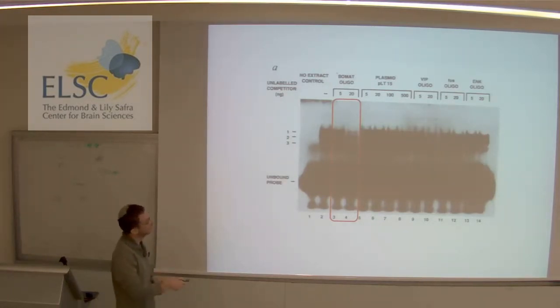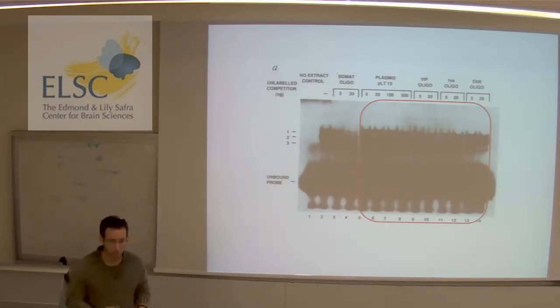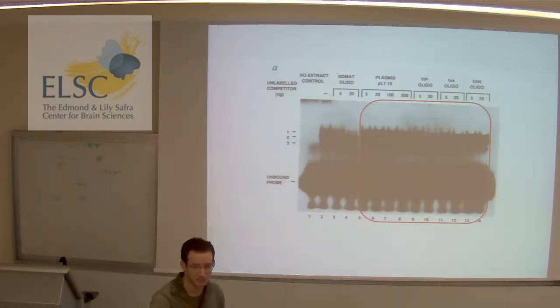Okay, let's skip all the other lanes, which are really just different variations, different mutations, and different sources of genes with CRE in their promoters. But let's skip those, let's just skip those, yes?